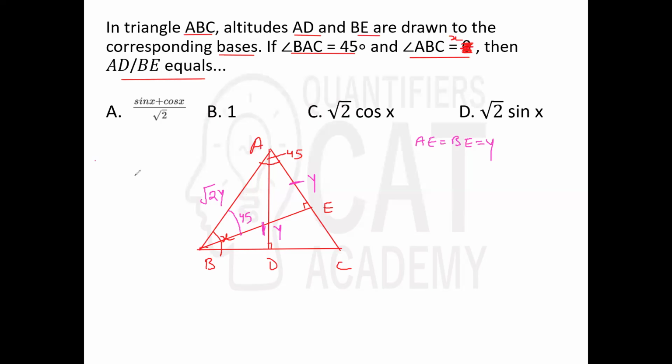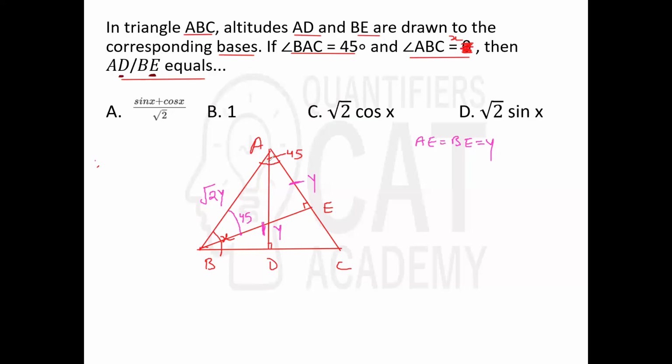Okay. Now, just see here, students. We know that BE is equal to y, right? I have taken BE as y. I mean, I have assumed BE as y. If I can also find AD in terms of y, I'll get my answer, right? If I can find AD in terms of y, I'll get the answer.